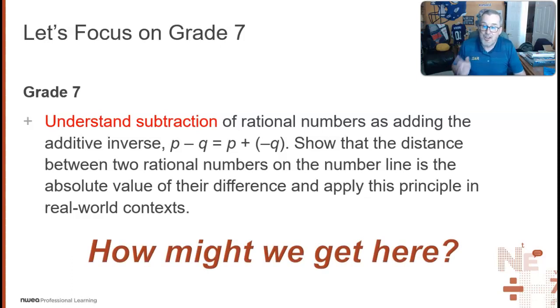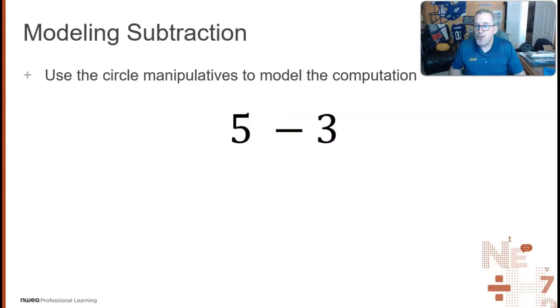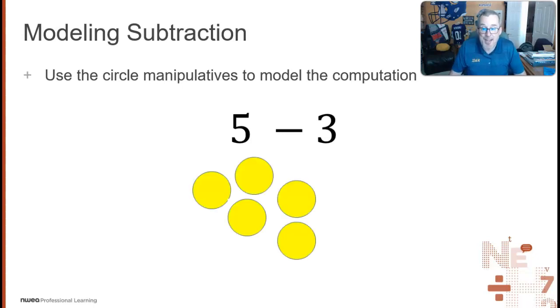How do we get students to understand subtraction as adding the additive inverse? All right, so we're going to use our chips again. Yellow is going to be positive, red's going to be negative. If you had to use the manipulatives to model 5 minus 3, let's focus on subtraction as takeaway. Here's what it literally means. The first number tells you how many you start with. Subtraction means takeaway, and the second number tells you how many you should take away. So you take away 1, 2, and 3. And what's left, of course, is 2.